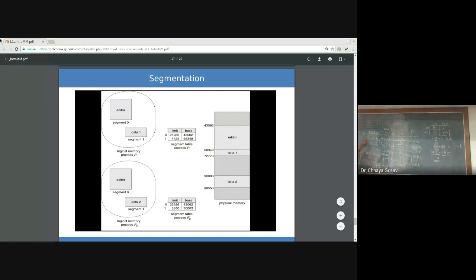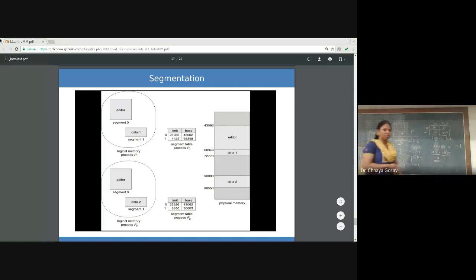The only difference is that in paging, processes are divided into equally sized blocks. In case of segmentation, the sizes of segments are different. And even memory is not divided into equally sized blocks. As processes arrive, segments arrive, memory can be allocated to these segments by memory management.